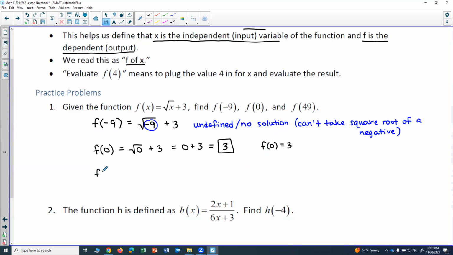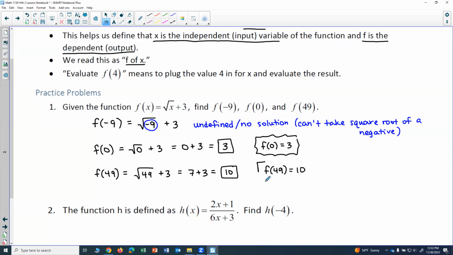If I wanted to find f of 49, I would plug 49 in for x. So I'd do square root of 49, and then I would add 3. Square root of 49 is 7, so I'll have 7 plus 3, which is 10. So my output would be 10, and I could write that as f parentheses 49 equals 10. So these would be the appropriate ways to write our function notation. You take the input value, plug it into your function for x, and then the output is your result.